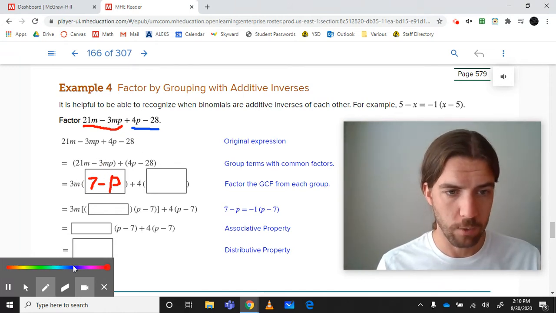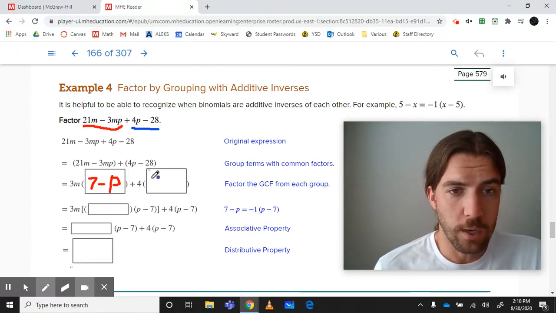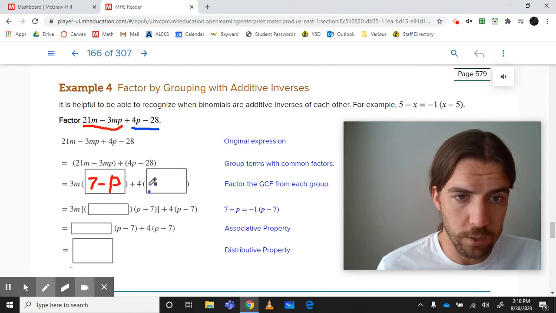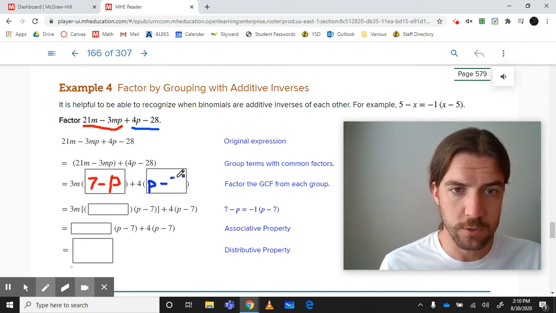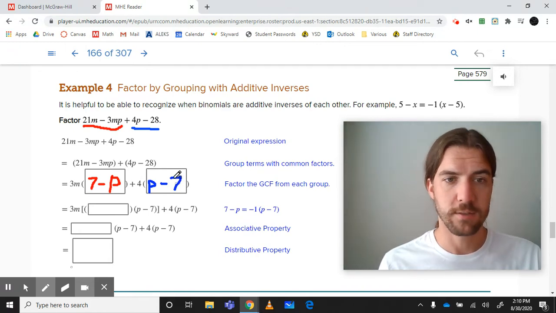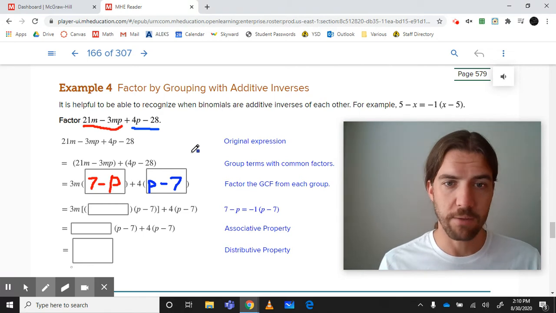Okay, now over on the right side, we're going to factor out a 4 here. 4 was what was common. So when we factor out a 4, we're left with p, right? Just p. 4 times p is 4p. And 28 with a 4 factored out leaves us with minus 7. So minus 28, take out 4, we get minus 7.